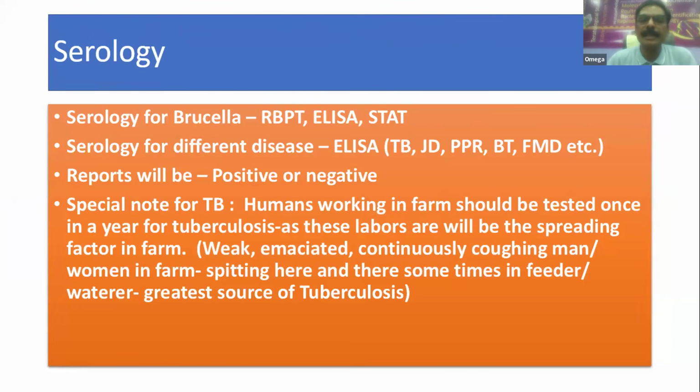Serology for different diseases like tuberculosis, JD, PPR, bluetongue, FMD. Reports will be positive or negative. So the animals may be positive for brucella or maybe negative for brucella.